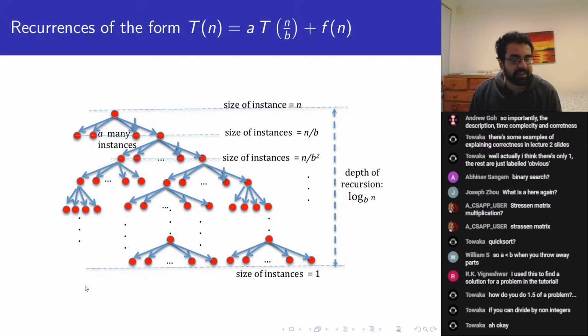Once the instance size is 1, say, there's no recurring further from that. You stop, and therefore the depth of the recursion is how many times can I start from n and divide by b, divide by b, divide by b. How many times do I divide by b to get from n to 1? That's exactly what log base b of n means. Alright. So far so good.